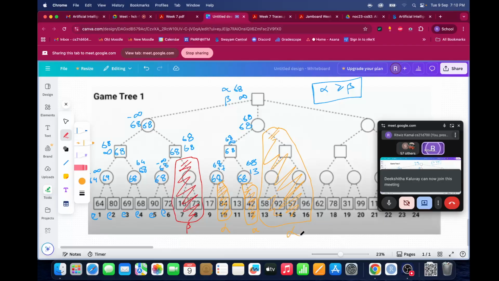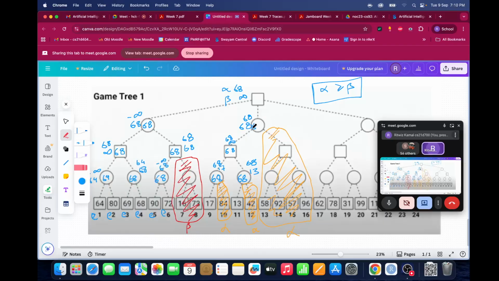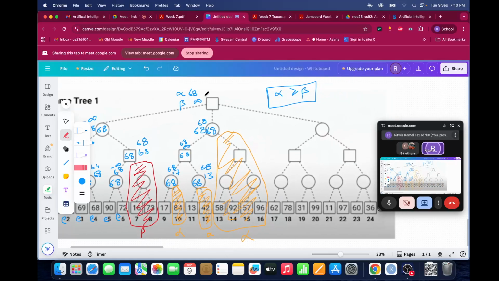This will also be an alpha cutoff, and this will return the alpha value, which was 68. This will now pass on 68 to this max node. This already had an alpha value of 68, so no change will happen. This will now pass on this 68 infinity from here to this part.